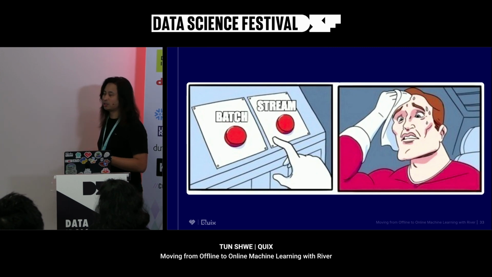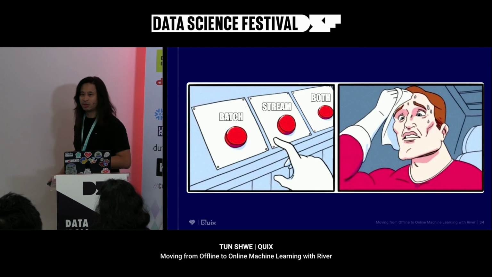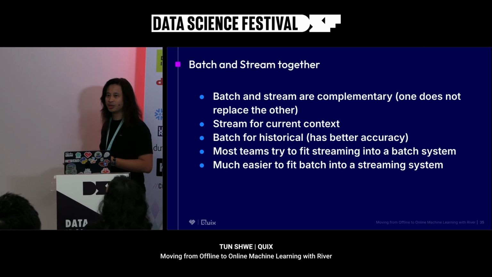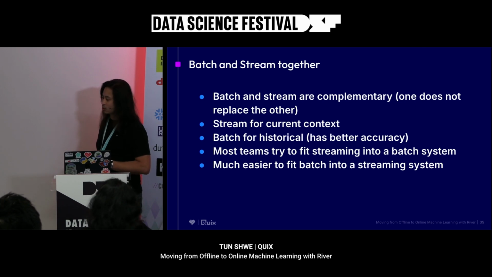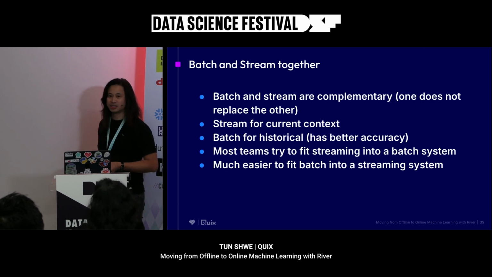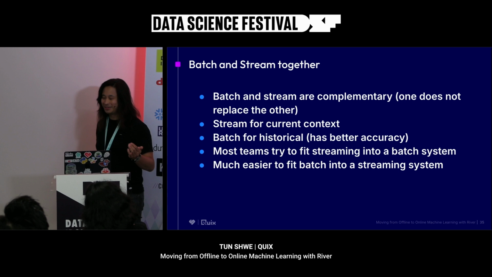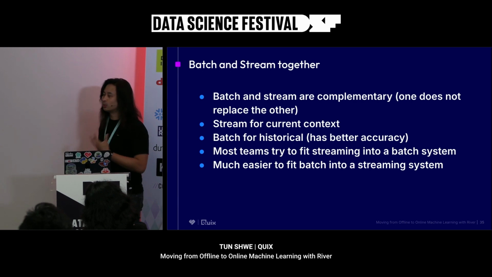So do you choose batch or streaming? You actually choose both. There's a third option. And the reason is because they're complementary. One does not replace the other. You should use them both at the same time. It's great to use the stream for current context, because it will always be listening and reacting to changes as they happen. As you generate new data, as a user clicks around your website, that's all current context that you could be using. Use batch for the historical.